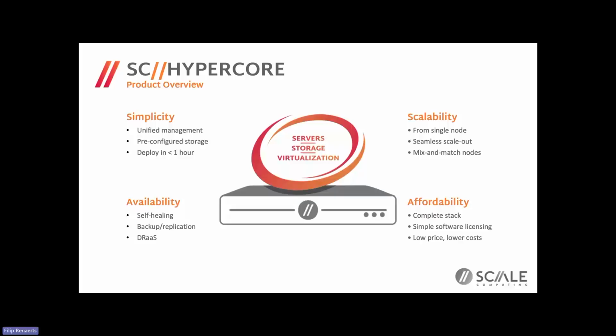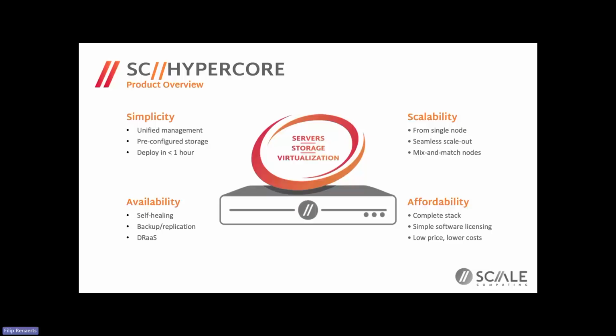Second part is you have that availability. So you have those self-healing systems in place, but also availability when your complete system goes down. We have backup replication features built into HyperCore, but also for disaster recovery. Then we have scalability. It goes from a single node up to eight nodes in a cluster. So you can easily scale, but also you can easily go for multiple clusters and use Fleet Manager to connect them. You can add older systems with newer systems, so you have that mix and match feature.